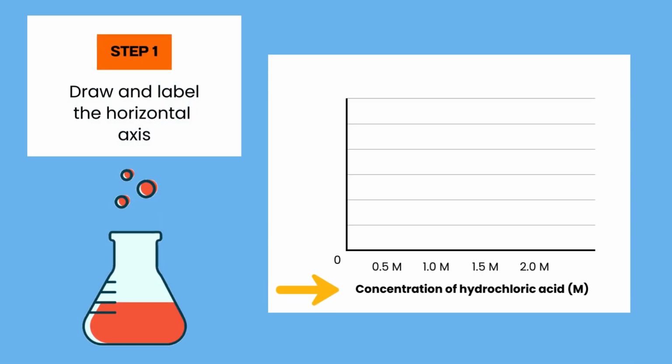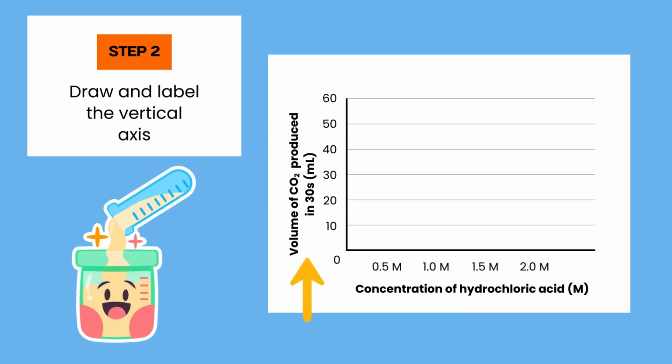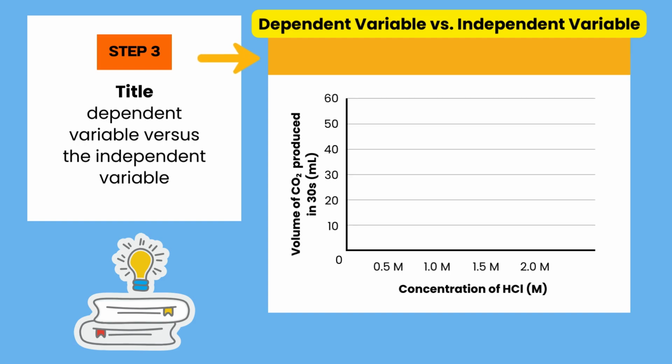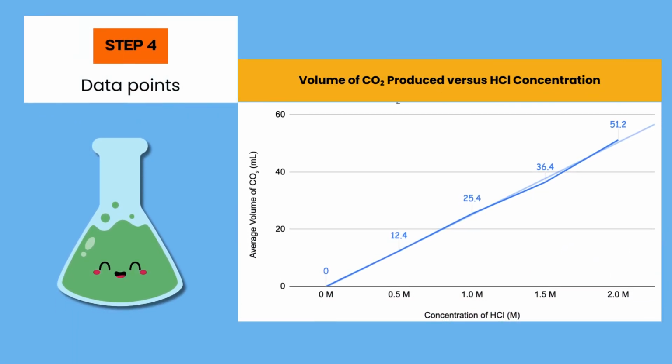The x-axis represents the independent variable with correct units: the concentration of HCl (M for molar). The y-axis represents the dependent variable with correct units: the amount of CO2 produced (mL for milliliter). The title of the graph should describe the relationship by stating the dependent variable versus the independent variable. So we could title this graph the volume of CO2 produced versus hydrochloric acid concentration.